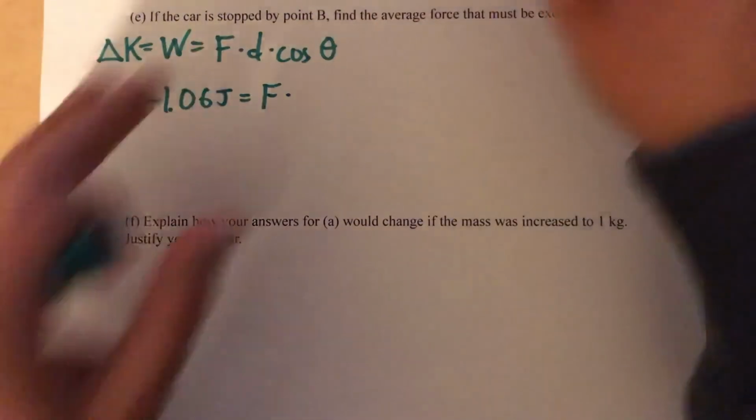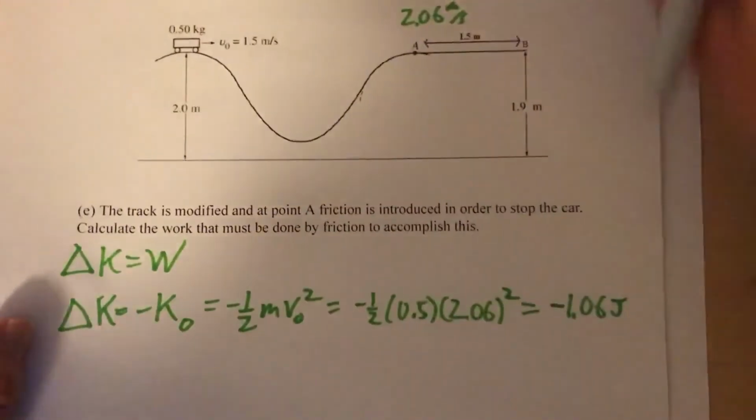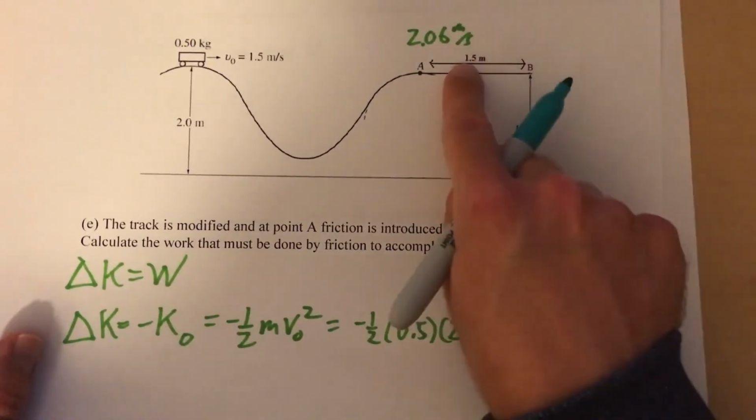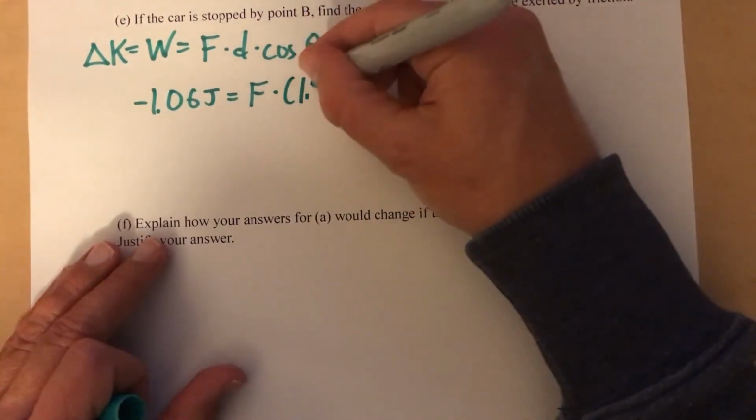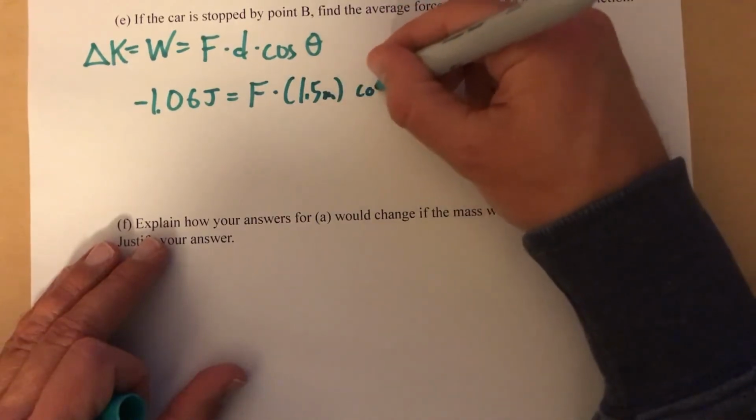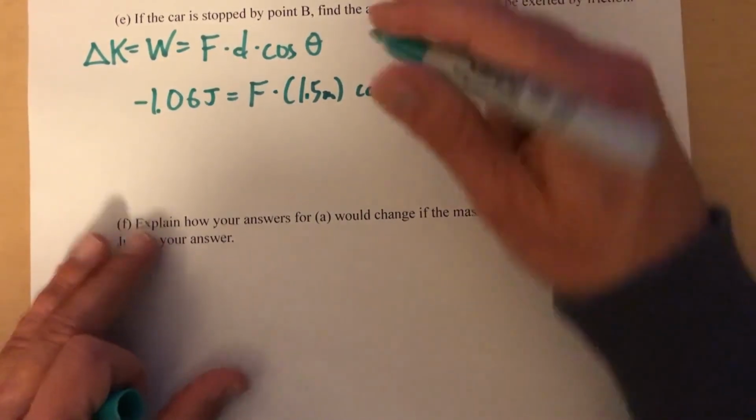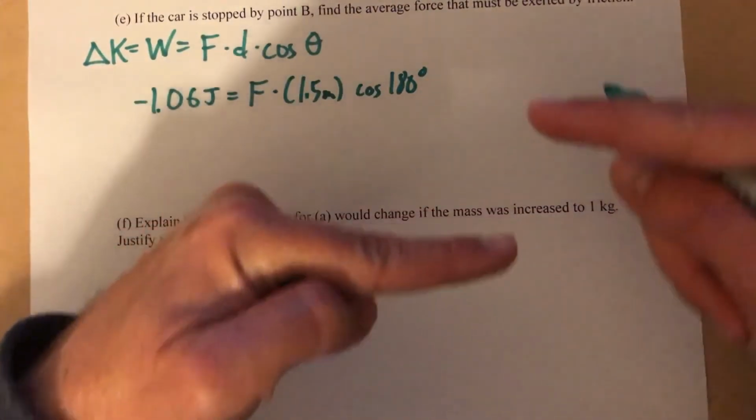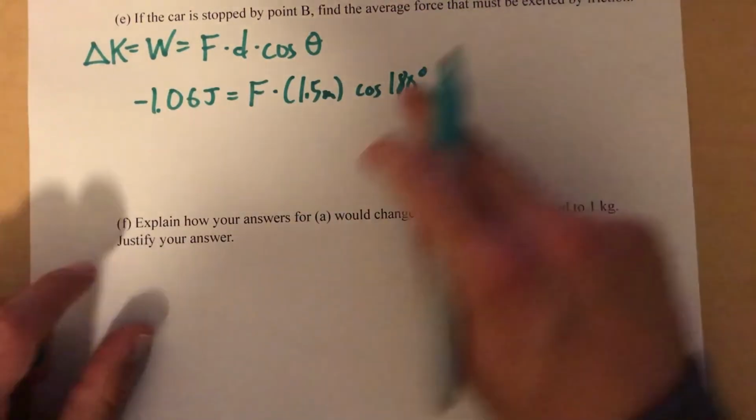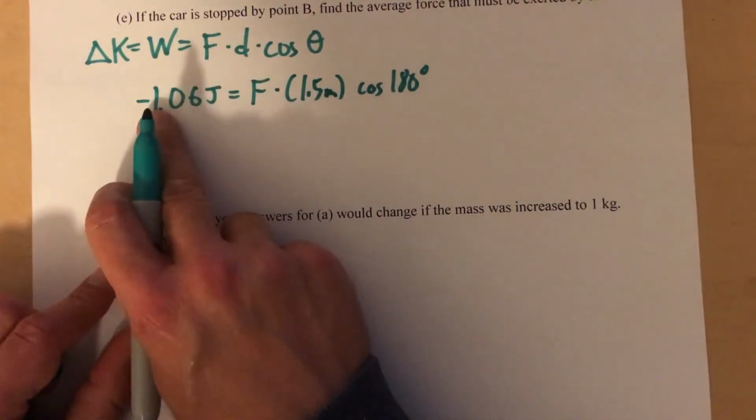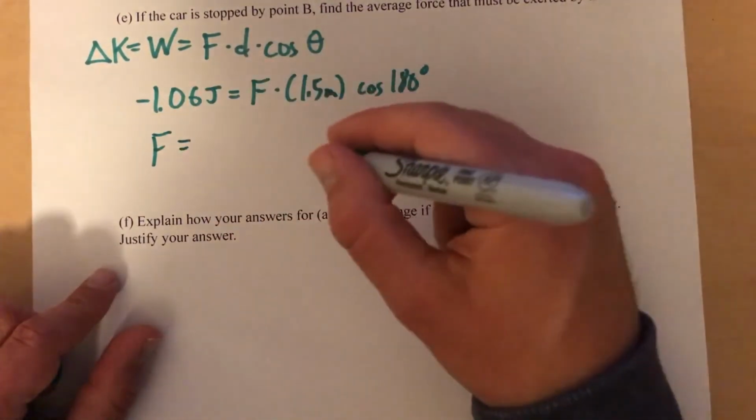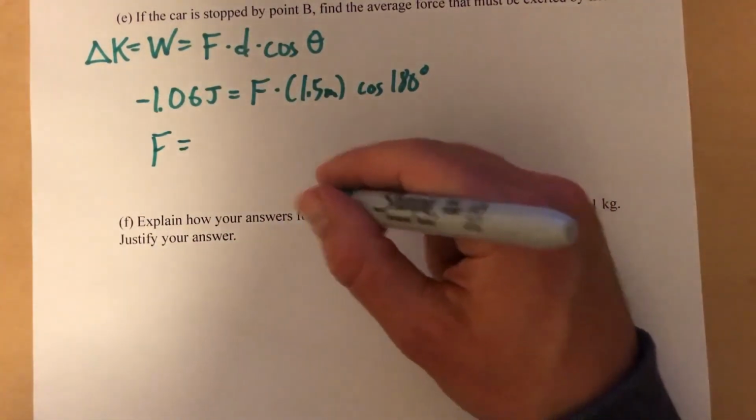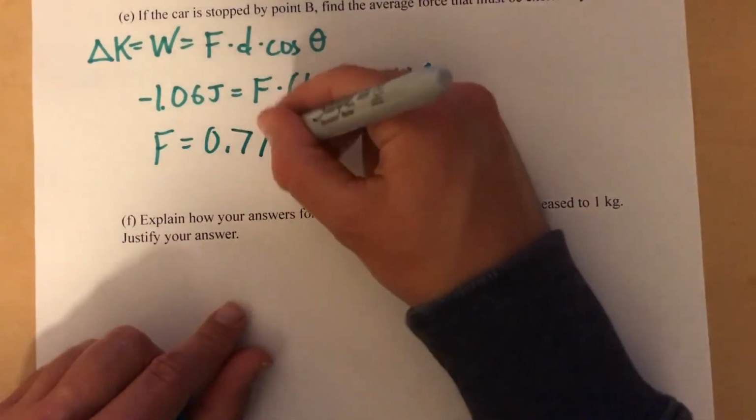The distance they gave to us, if you look on this sheet, the distance it moved here was 1.5 meters. So let's plug that in, 1.5 meters, and cosine of 180 degrees, because it's going to be moving this way, but the friction force is going to be back that way. That's just going to get us a negative there. So the force then, if you work all of this out, should be about 0.7 newtons there.